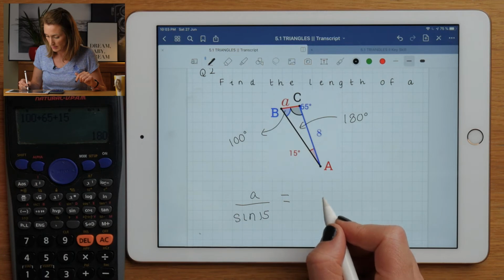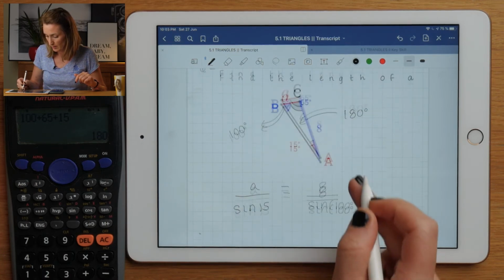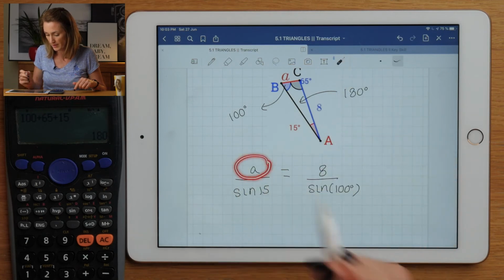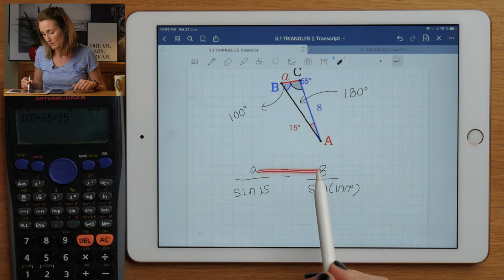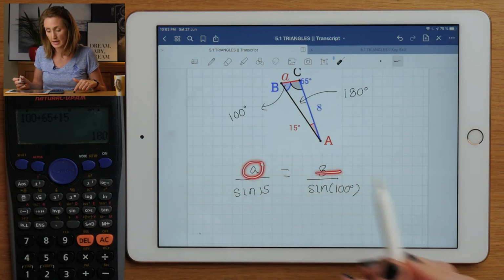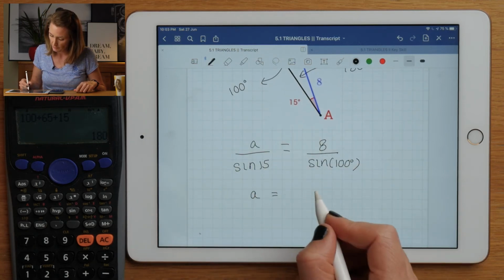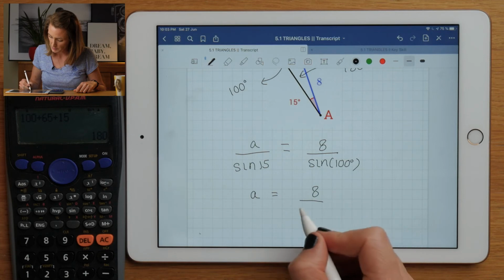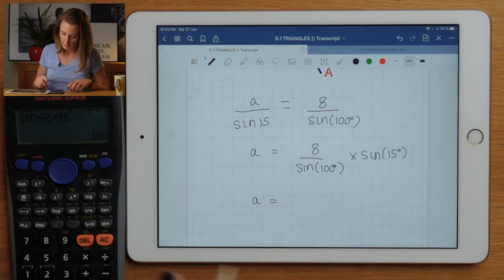So that's going to be 8 divided by sine 100. Again, what you want to find here in the top left. And it should always be like this, sides on the top, angles on the top, or vice versa. But you shouldn't have a side here and an angle here, that's not going to work. So you take your sine 15 and you move it from a divide by to a times by. And you type it all into your calculator in one go.